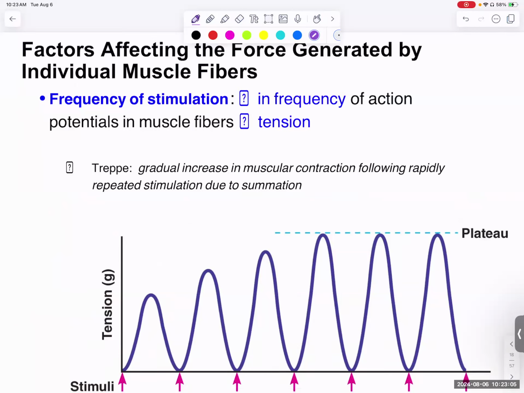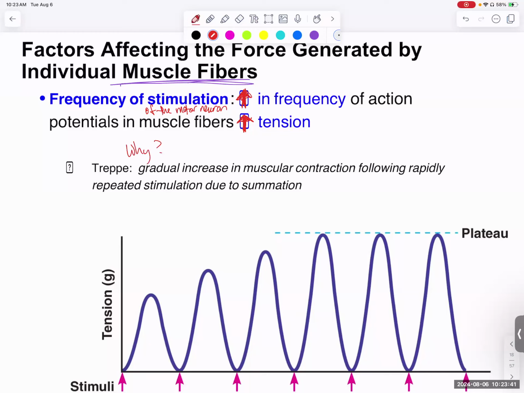So factors affecting force generated by individual muscle fiber, right? So that's just one cell. Frequency of stimulation is going to increase the tension. Frequency of stimulation of the motor neuron. If you have an increase in stimulation, it's going to increase the tension because more and more calcium is being released, right?